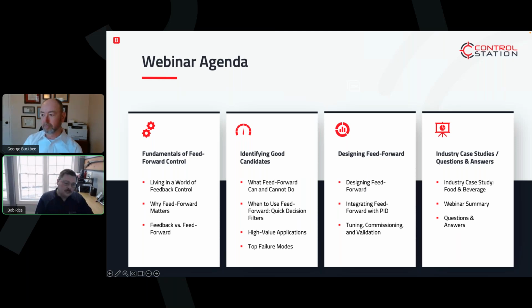feed-forward control, and talk a little bit about identifying good candidates for feed-forward control. What applications would feed-forward actually provide some benefit? What are some can and cannot do applications for feed-forward? Feed-forward can't solve every problem that's out there and really should be focused on high-value applications. So we'll talk through some of those applications.